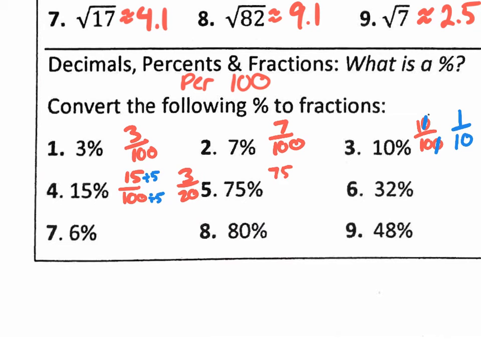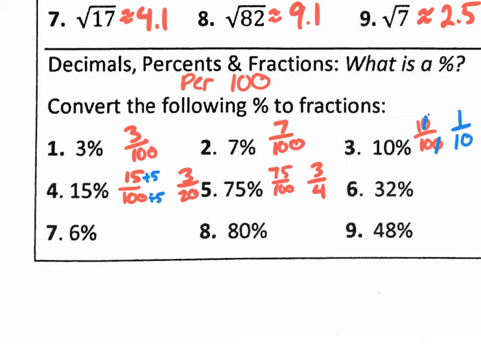75%, that becomes 75 over 100. What does that reduce down to? Think about quarters. How many quarters are in a dollar? 3 out of 4, right? 75 cents, there's 3 quarters out of those 4 quarters that make a total of $1, which is 100 cents. In reality, all I did was divide top and bottom by 25.